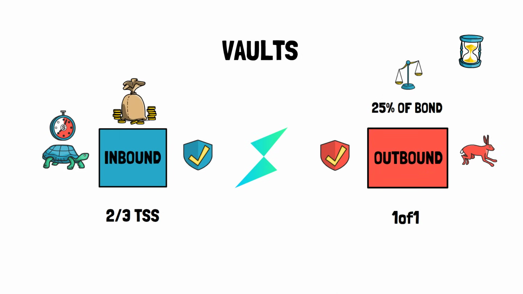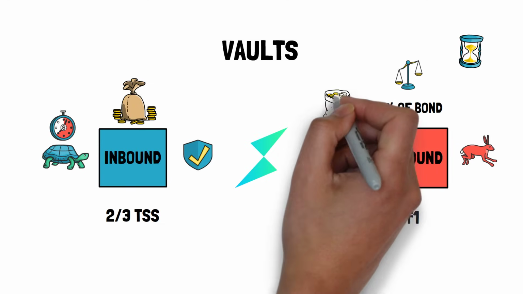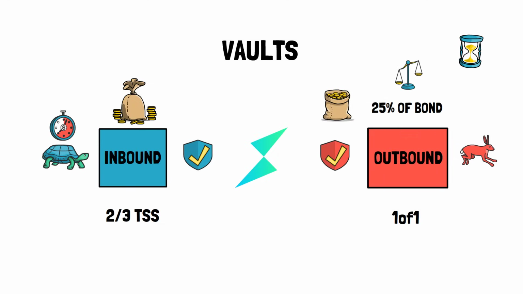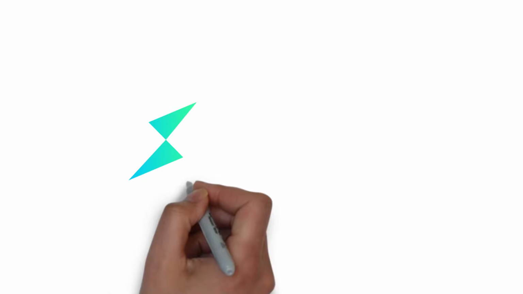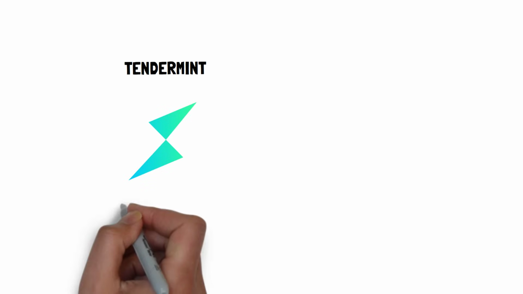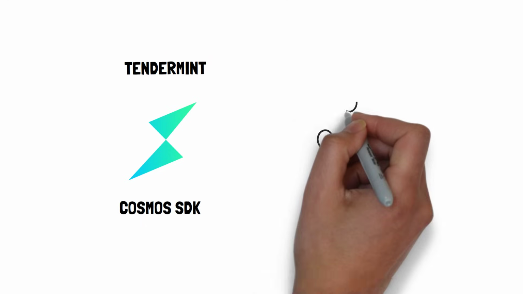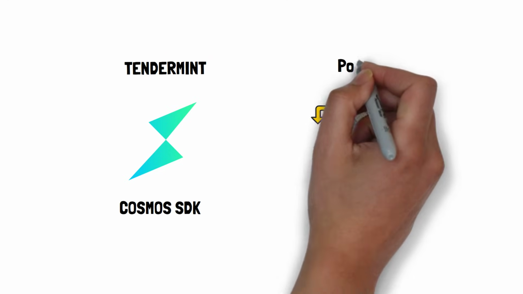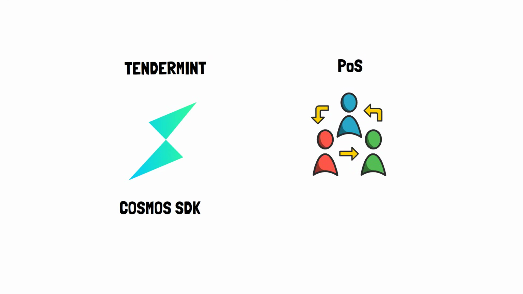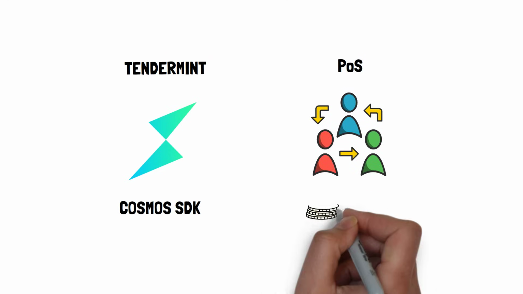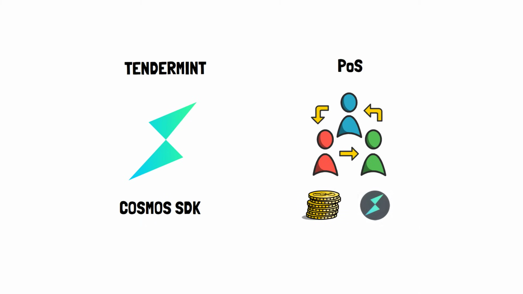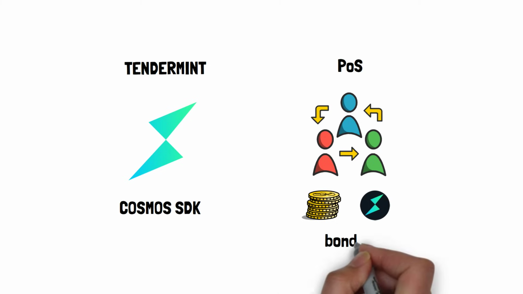These vaults are also being constantly topped up by the system, as the funds are being used for the outbound transactions. As mentioned earlier, Thorchain uses Tendermint and Cosmos SDK. In this model, the Thorchain network operates as a proof-of-stake system, where the nodes that want to be able to sign and verify transactions have to stake a certain amount of the Rune tokens. In the Thorchain ecosystem, this process of staking Rune tokens is also called bonding.